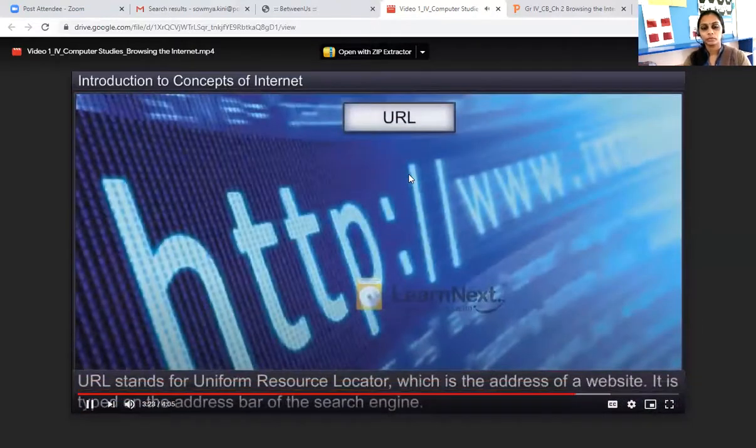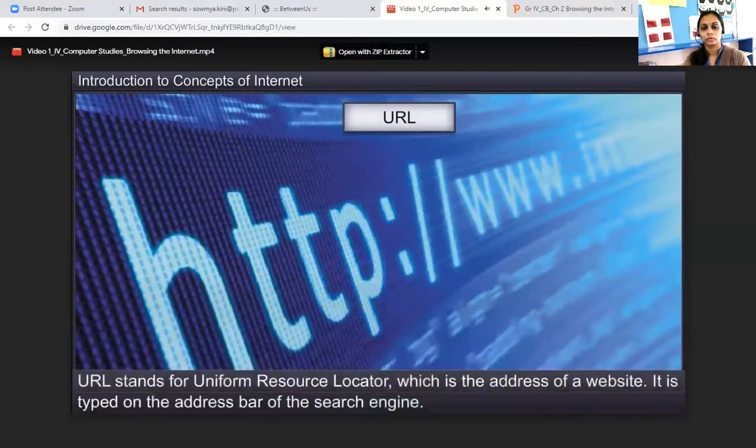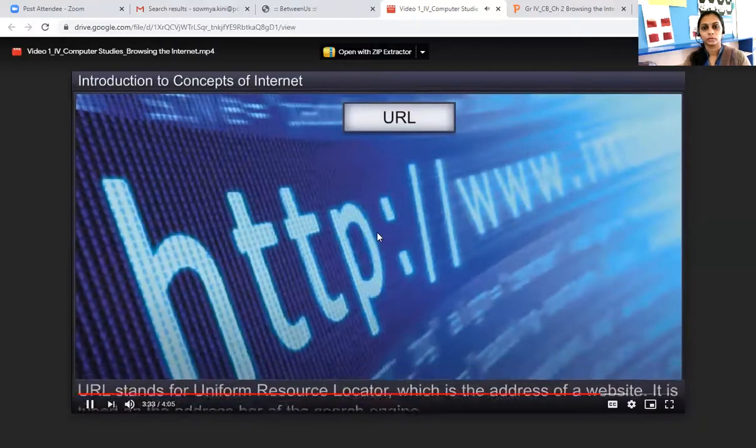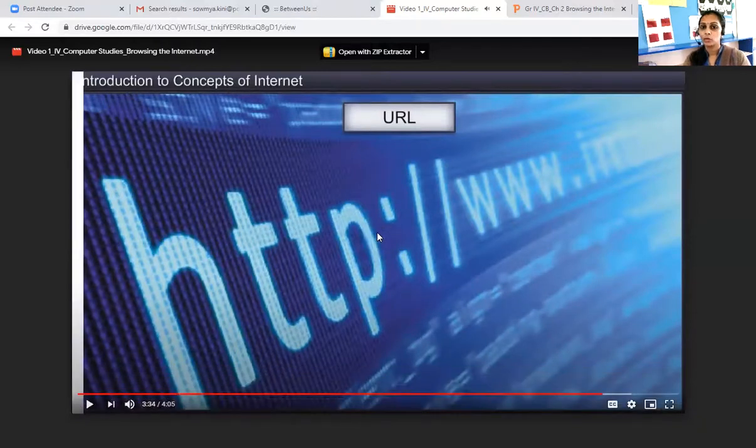URL stands for Uniform Resource Locator, which is the address of a website. It is typed on the address bar of the search engine. We have also seen where the address bar is, right?